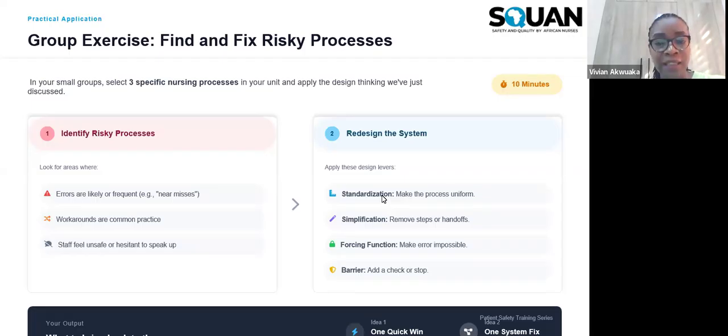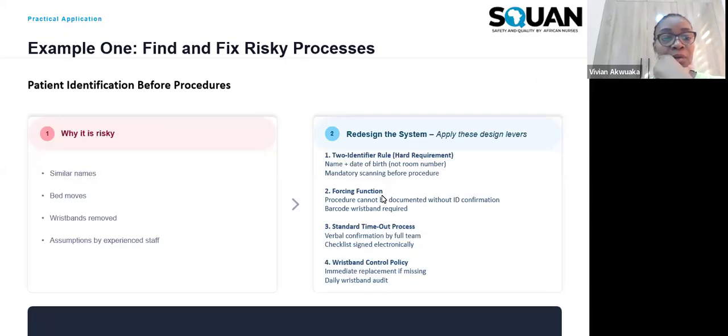And when we talk about redesigning the system, we've already talked about standardizing it, simplifying it, forcing functions, barriers, making sure that people know what needs to be done. So I have an example here of patient identification before procedures.